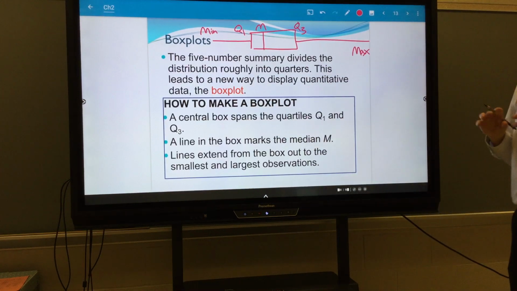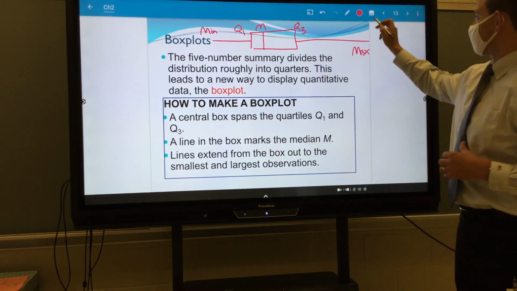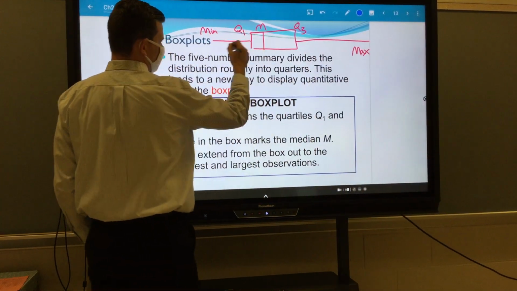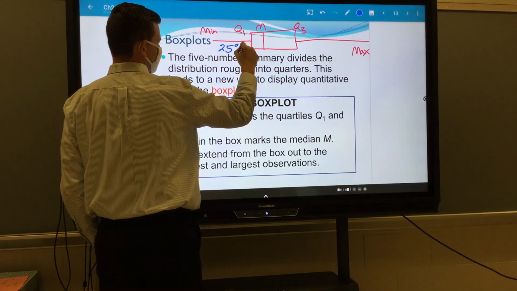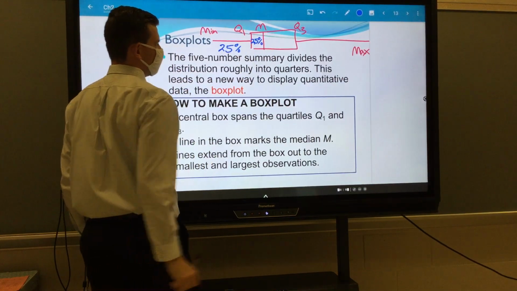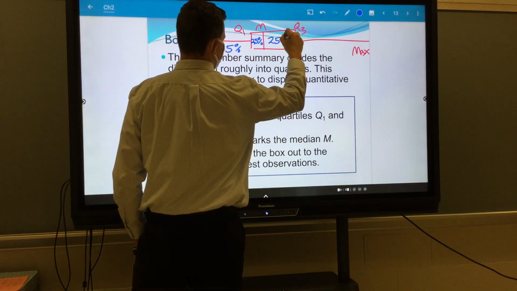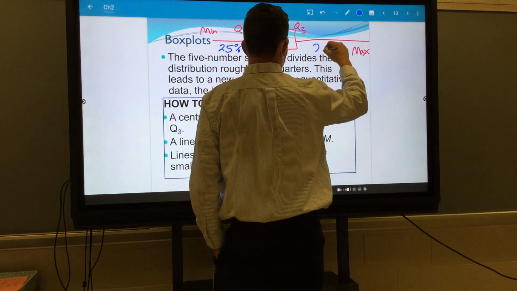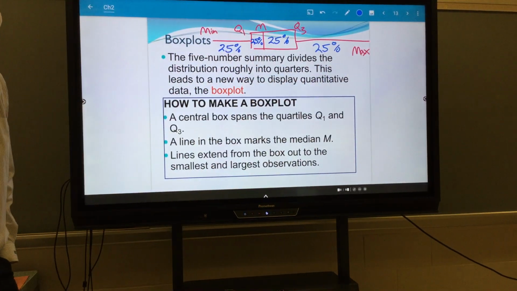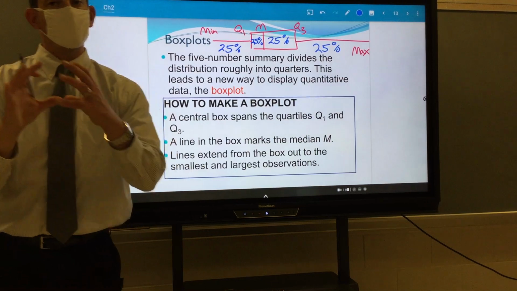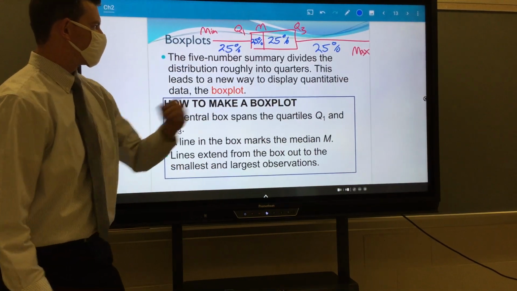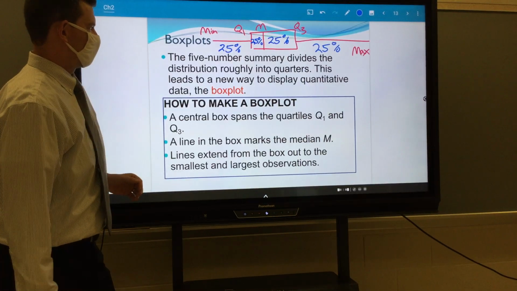Now, you have quarters identified from this box. Between the min and Q1, we have 25% of our data set there, 25% between Q1 and the median, 25% between the median and Q3, and 25% extending all the way from Q3 to the max. Now, these are not equally sectioned out, and there's a reason for that. It gives us an idea of the spread.